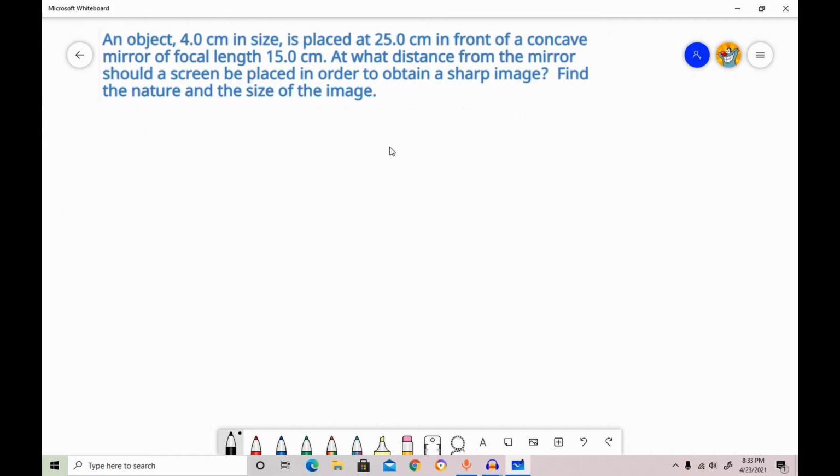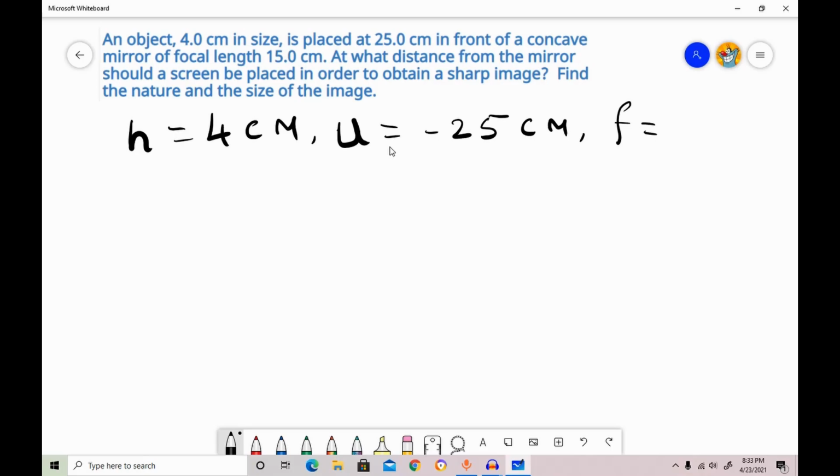So here the object size is given. You write h equals 4 centimeter. It is placed in front, so u is minus 25 centimeter, and focal length is also given. What type of mirror? It is a concave mirror, so f becomes minus 15 centimeter. You have to find v and the size of the image, h dash.